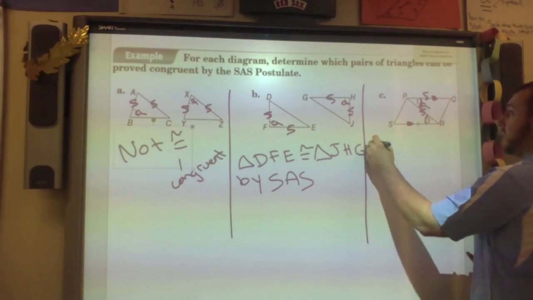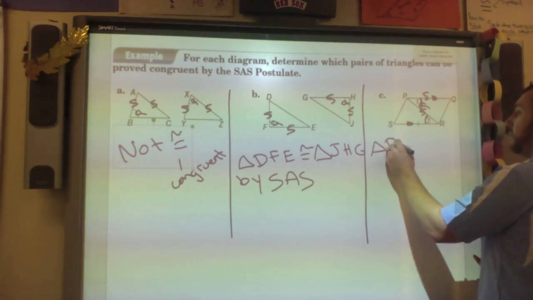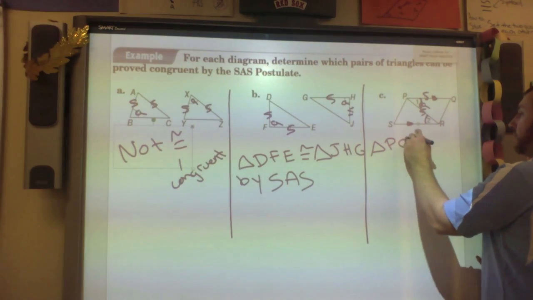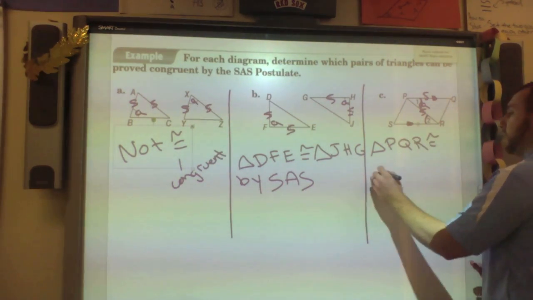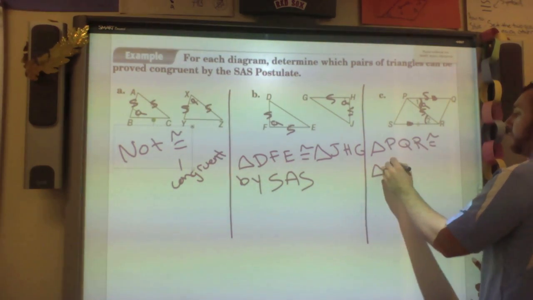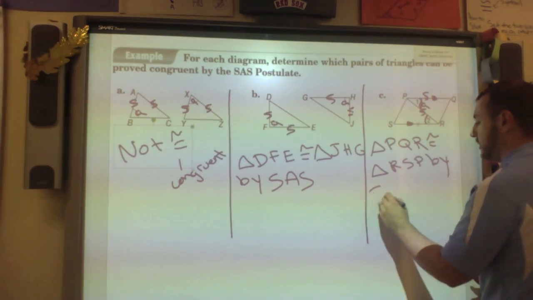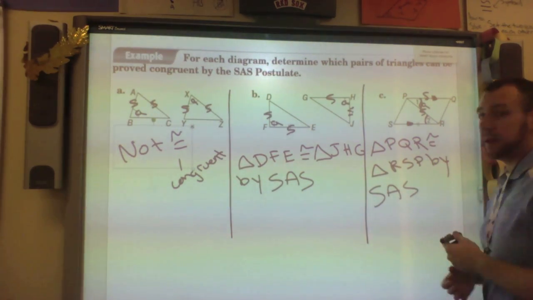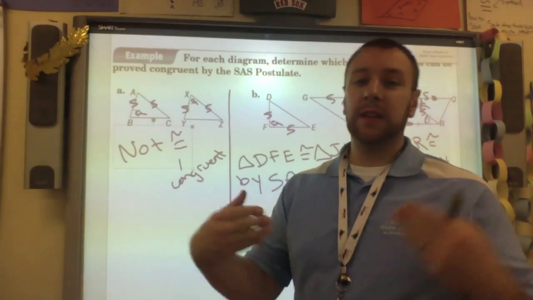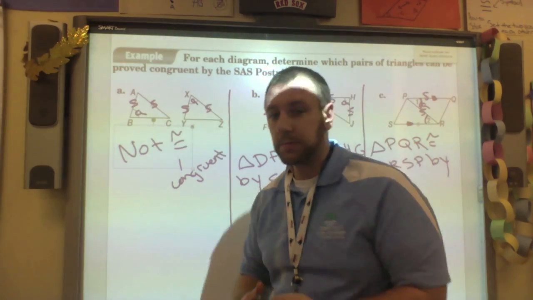So I would say triangle PQR is congruent to triangle RSP by side angle side, because I knew that that angle was the included angle.